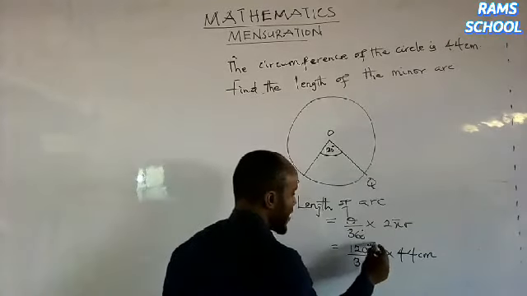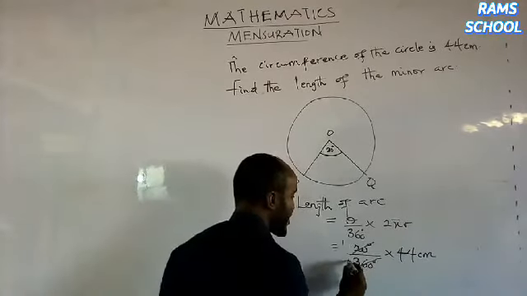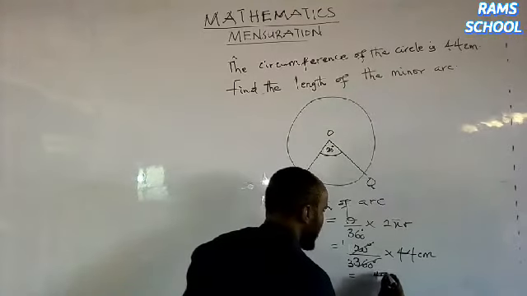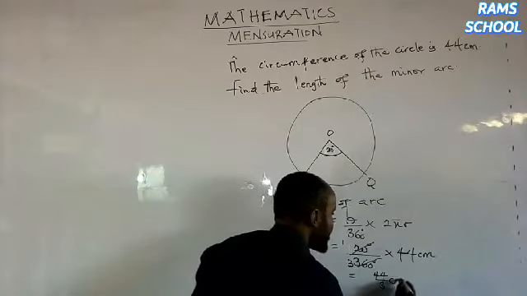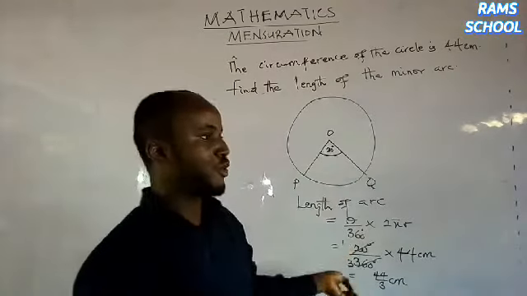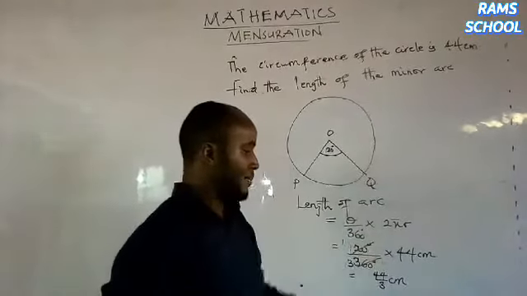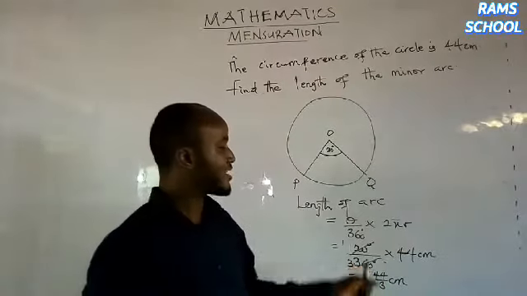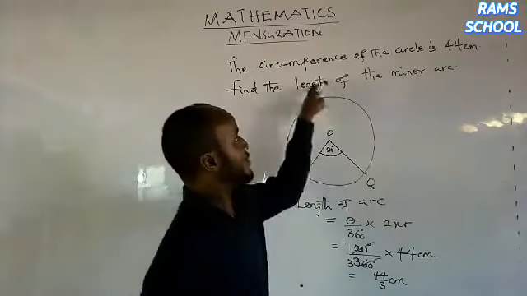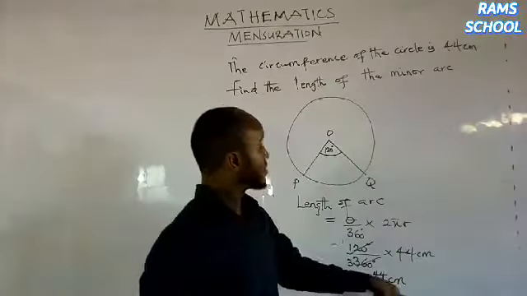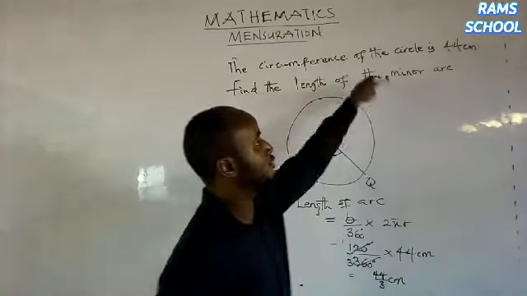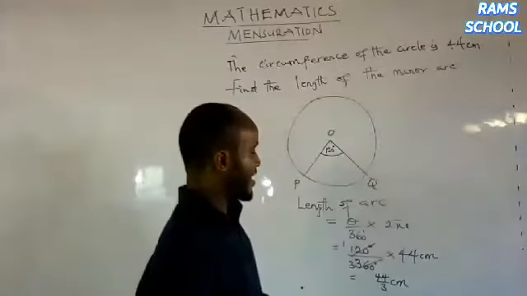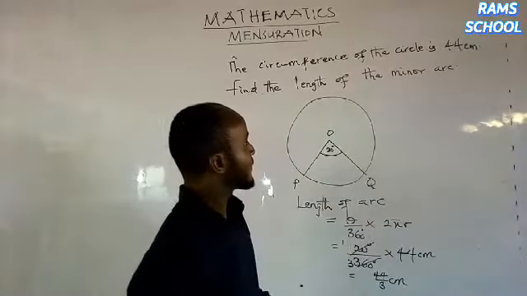So the fraction there, we get 1 out of 3. So we get 44 out of 3 centimeters. Then you change it to what you want, whether you want it in some number of significant figures or some number of decimal places. Then you get your answer. Please note the units. The length of the arc is measured in centimeters, because the circumference here was in centimeters. But if it is area, you bring the square. Alright, so that is the length of an arc.